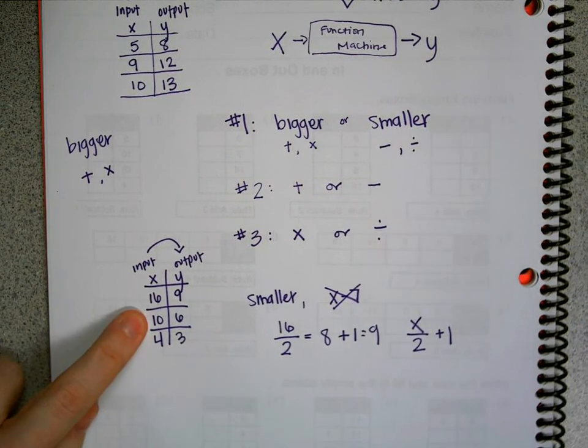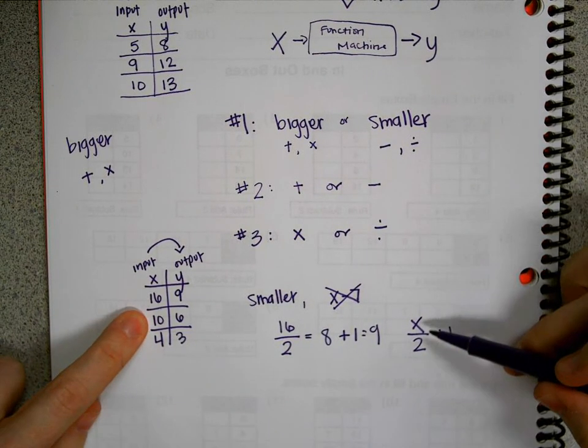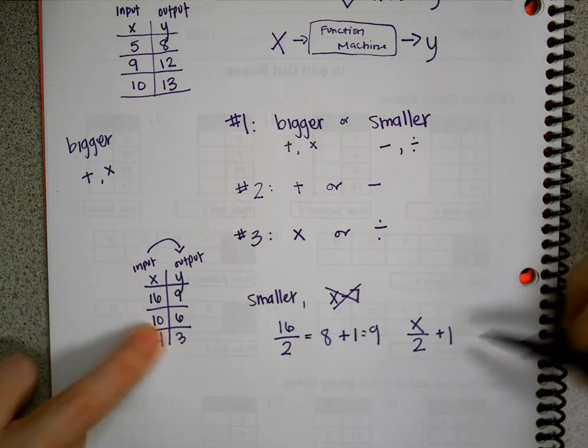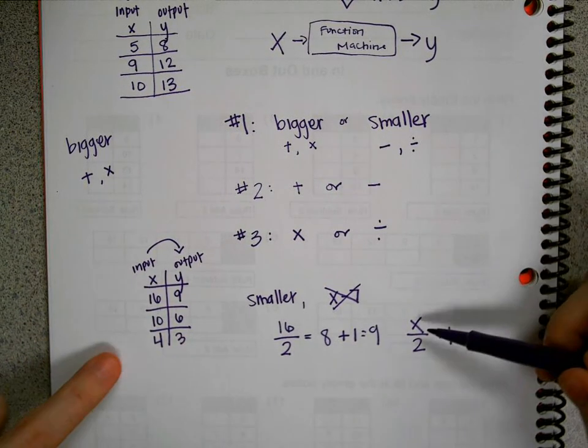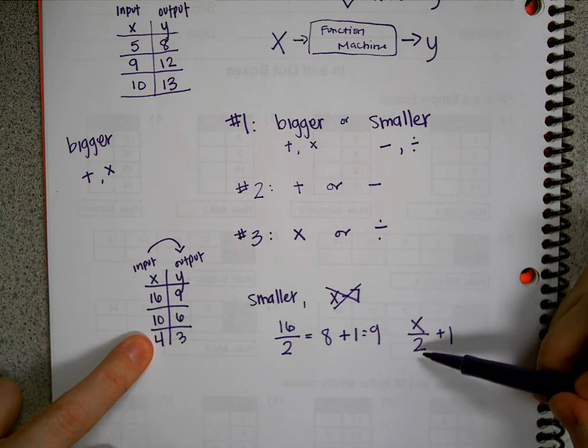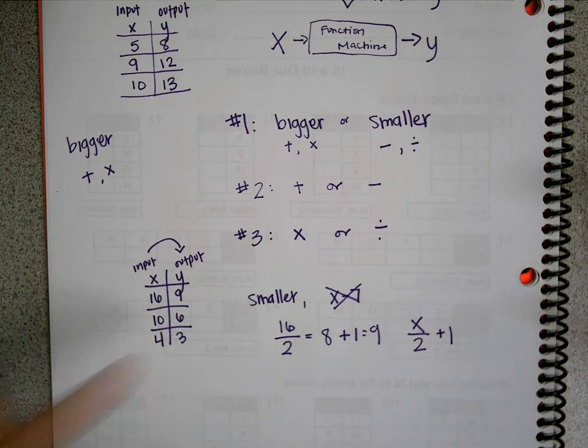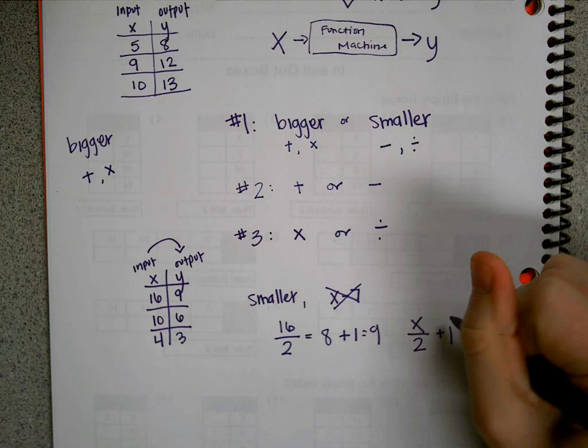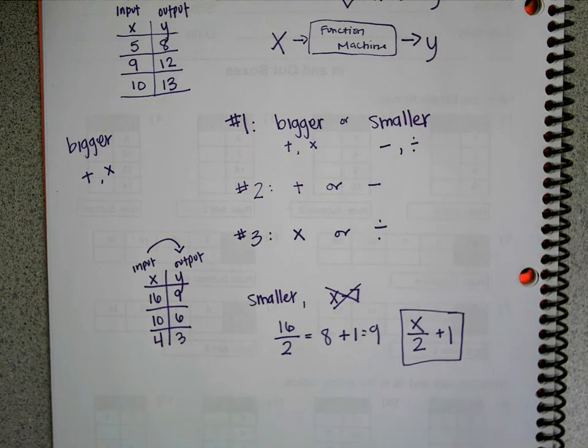So 10, we plug it in for x. 10 divided by 2 is 5, plus 1 is 6. Hey, that works. Okay, and what about 4? 4 divided by 2 is 2, plus 1 is 3. So there you have found your pattern.